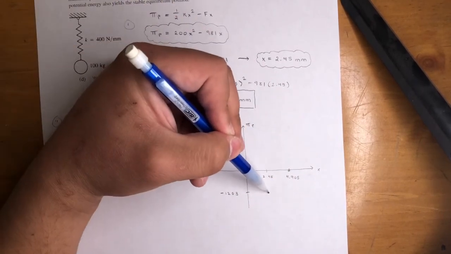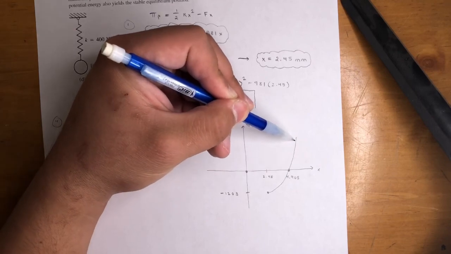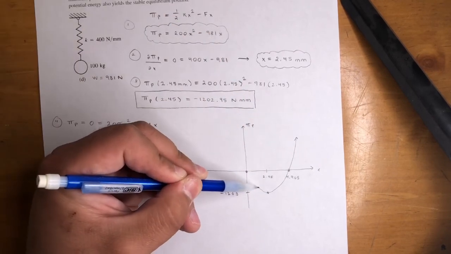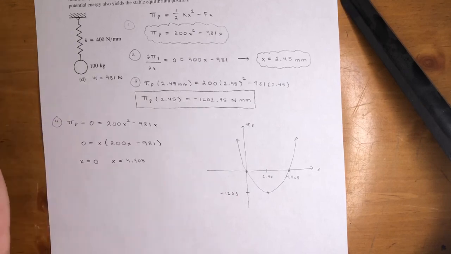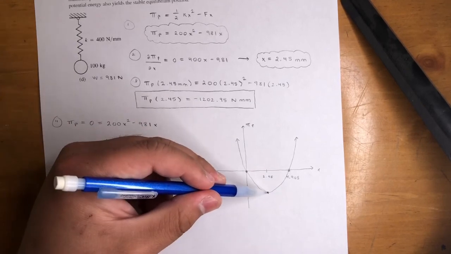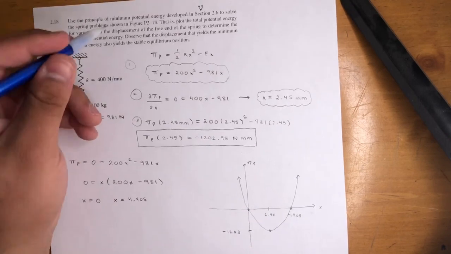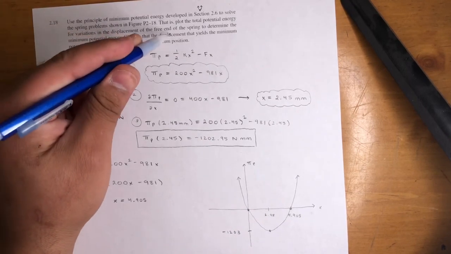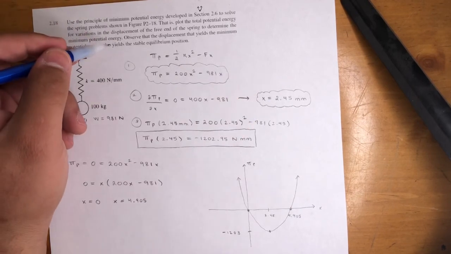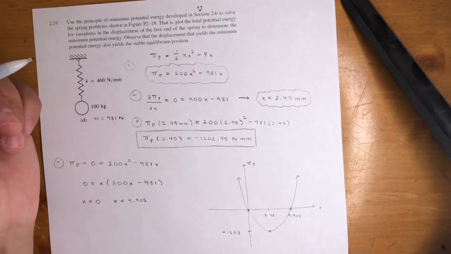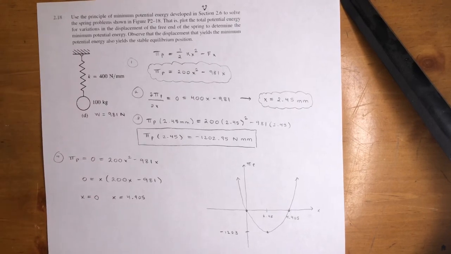So yeah, that's pretty much the answer. Just draw the parabola. That's how it's going to go. Something like that. And you should be good. Like I said, this is the minimum potential energy, so yes, it's verified. Observe that the displacement that yields the minimum potential energy, which is 2.45, also yields the stable equilibrium position. So yep, that's the answer.